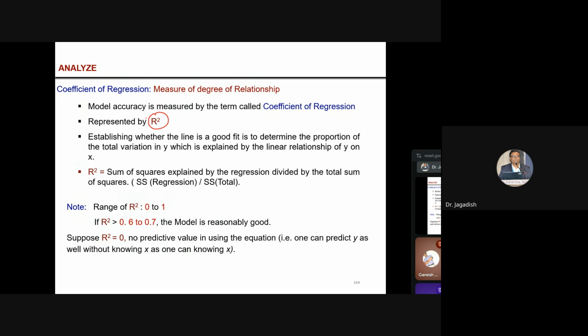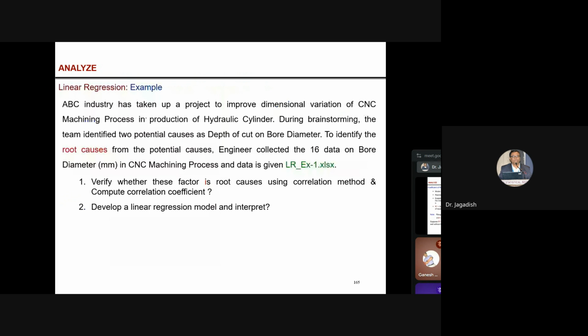If it is 0.9, it's a good accuracy model: 90%, 98% is accurate. If it is 0.8, 80% accuracy is good. That means 80% of the variation is captured by the y on x. That is the meaning. So let us take one example, then I'll demonstrate how we use the linear regression model in yellow belt for identifying the important factor.